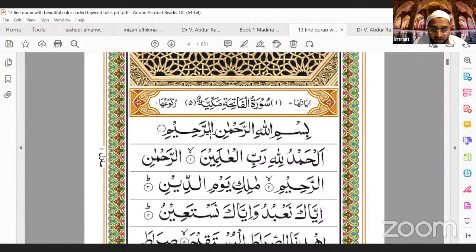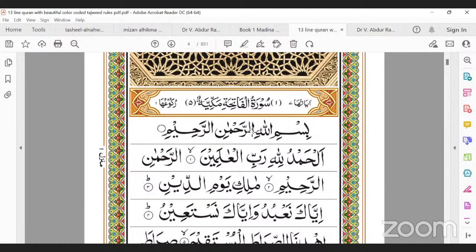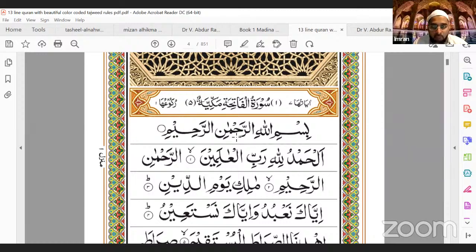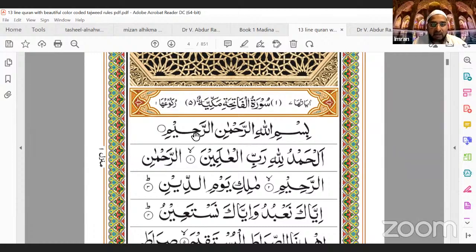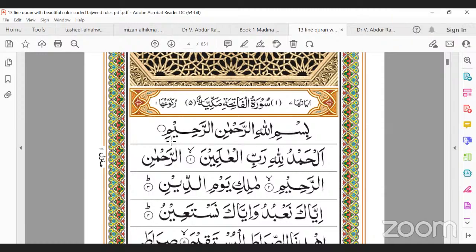Ar-Rahman, Ar-Rahim. So you can see the alif lam being added to the words the merciful and the compassionate. Why? Because Allah subhanahu wa ta'ala has alif lam, so the adjective also comes with the alif lam. Allah is coming with the kasra. Ar-Rahmani is coming with the kasra because of Allahi. And Rahim was in kasra.